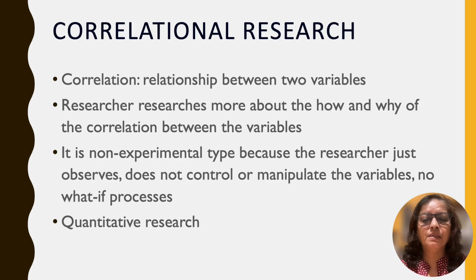Alright. Next is correlational research. As you know, correlation means the relationship between any two variables. Now, researchers look more at the how and why of the correlation between the variables. It's a non-experimental type of research because the researcher just observes.